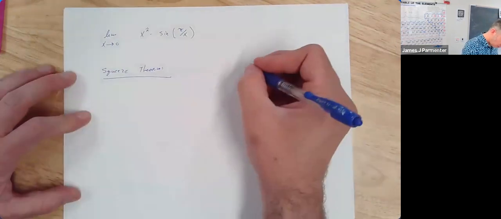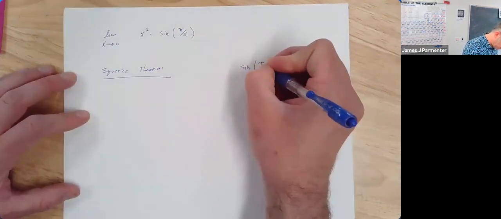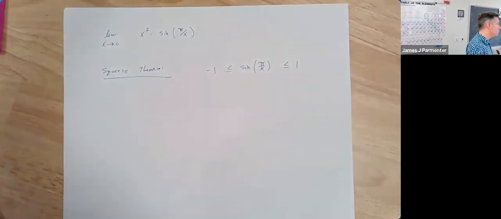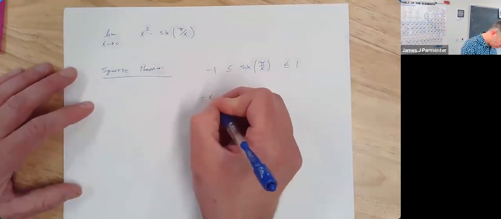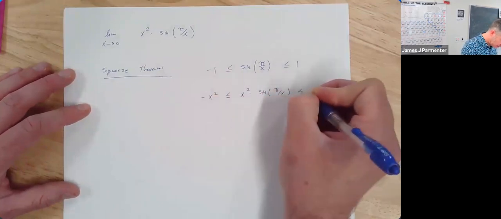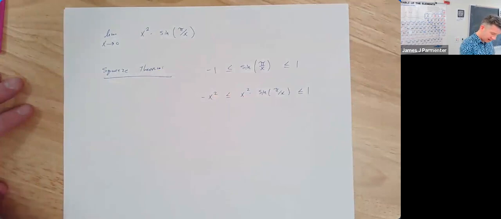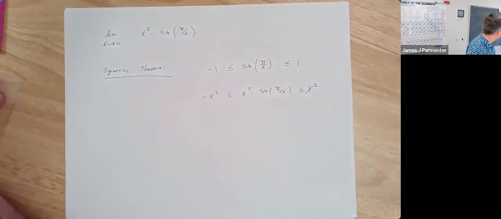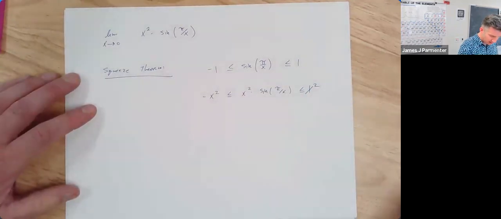So we're going to say that sine of whatever we've got is between 1 and -1. Always true. That's why these problems work out. And then we're going to multiply everything by x squared. I'm going to have negative x squared less than or equal to x squared times sine of pi over x less than or equal to... sorry, less than or equal to what? That one's not right. What should that be? Right, sorry about that. It's positive x squared. And then we're going to take the limits of the outer parts.